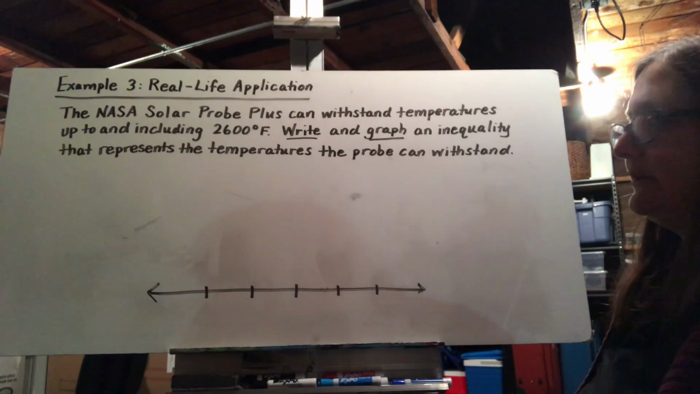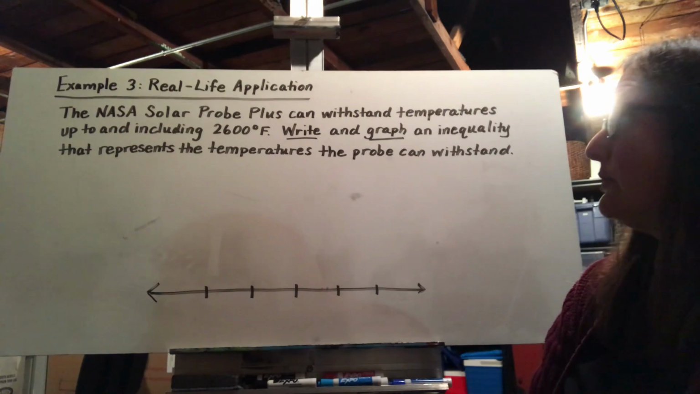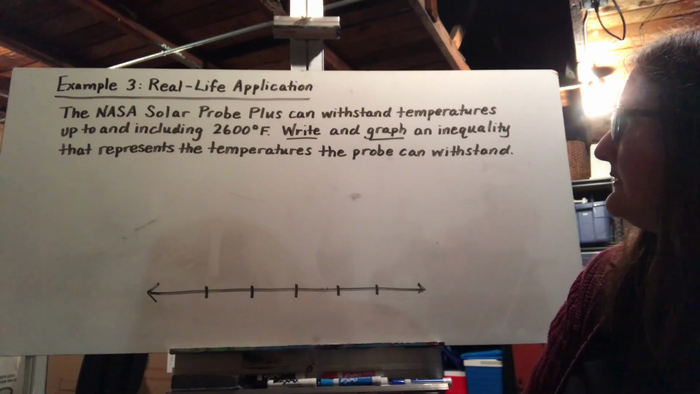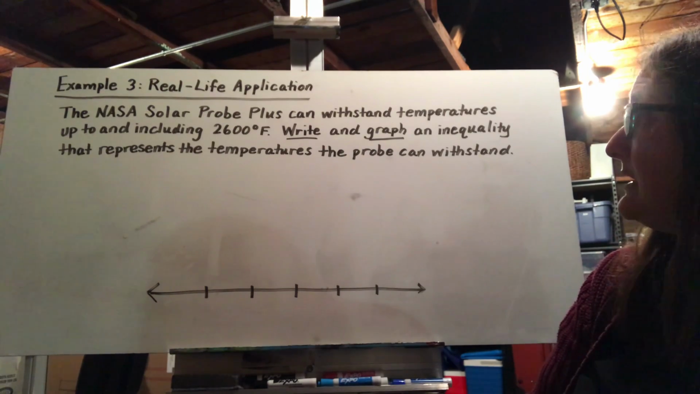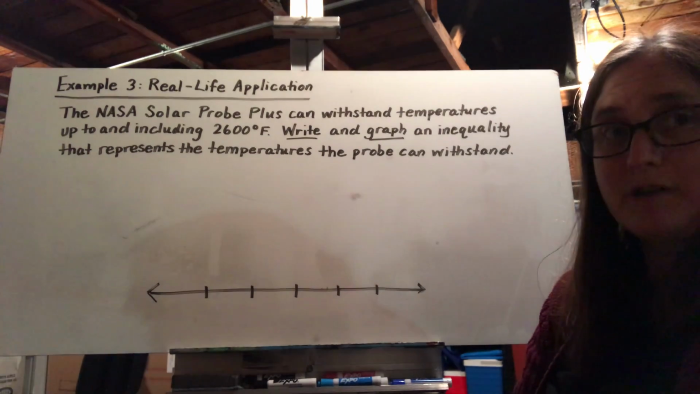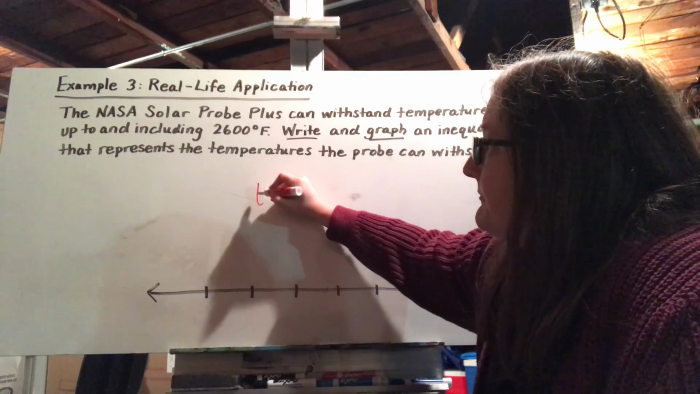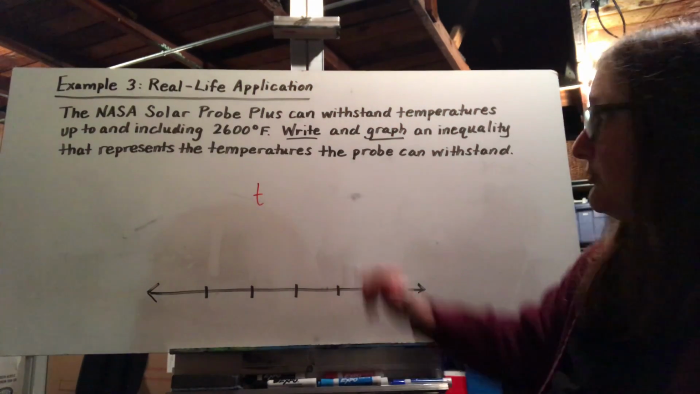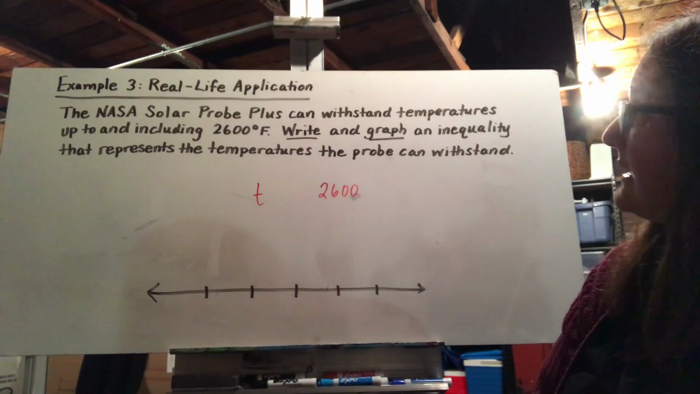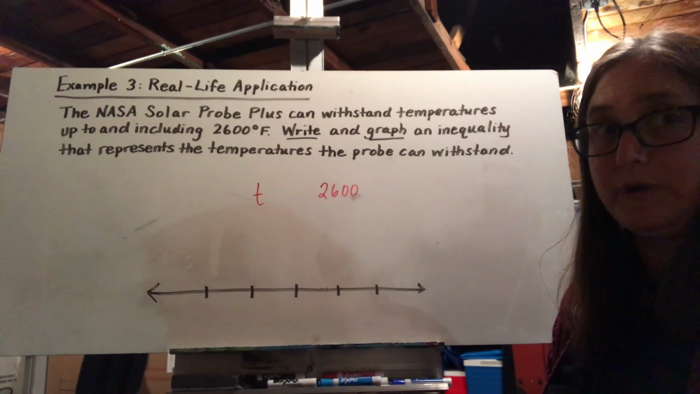Now let's take a look at a real-life application, a word problem. This word problem says that the NASA Solar Probe Plus can withstand temperatures up to and including 2,600 degrees Fahrenheit. They want us to write and graph an inequality that represents the temperatures the probe can withstand. So let's start by writing an inequality. So we can pick any variable. I'm going to pick T for temperature. And I know that I'm comparing the temperature to 2,600 degrees Fahrenheit.